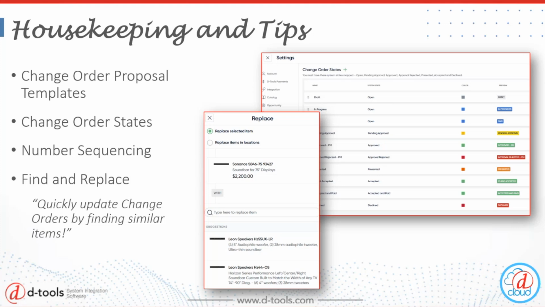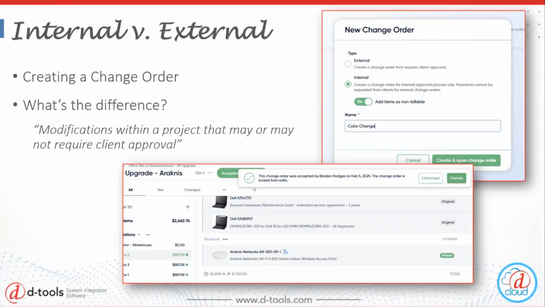I'm also going to sprinkle in some of my favorite tips and tricks, like our find and replace feature, which is a quick way to swap items out as you're working on a change order. Then we'll create an internal and external change order together.